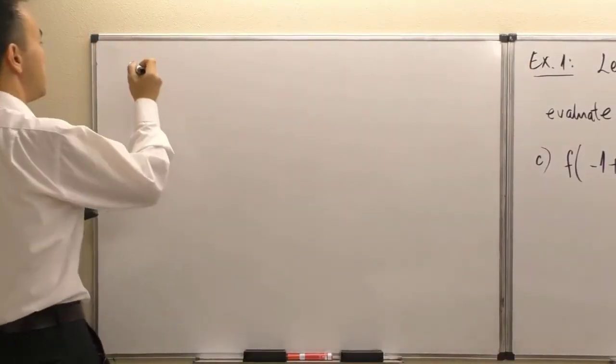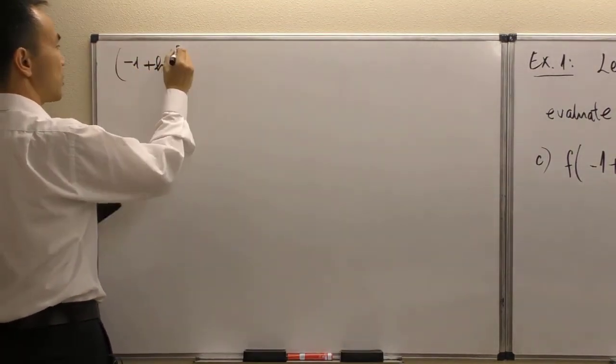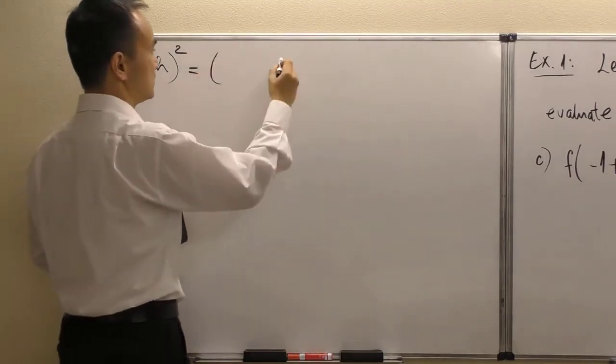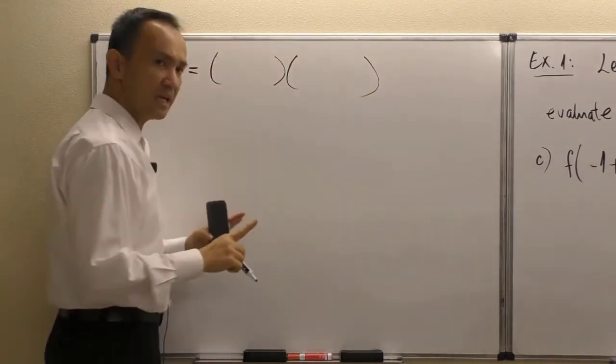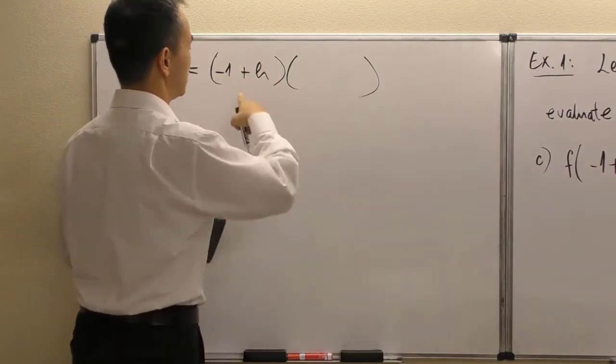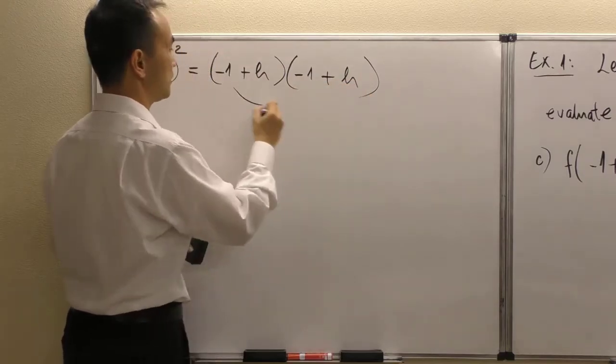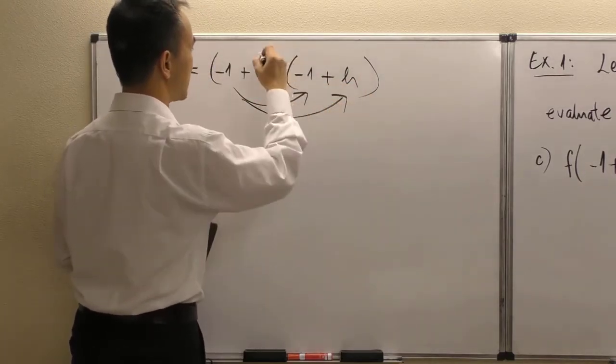All right, so minus 1 plus h all squared is exactly the same as the product of two identical factors. Minus 1 plus h times minus 1 plus h. And this is where foiling work is needed.